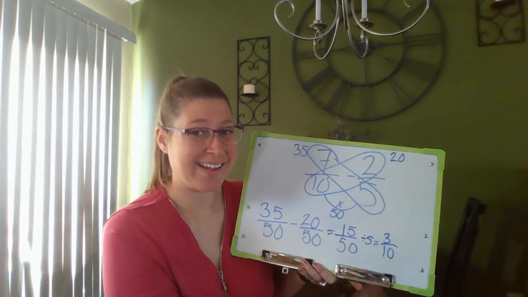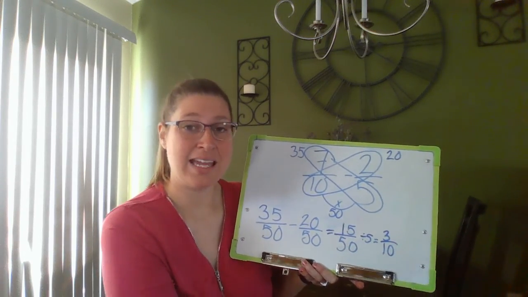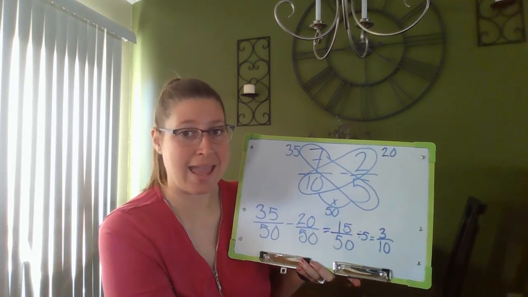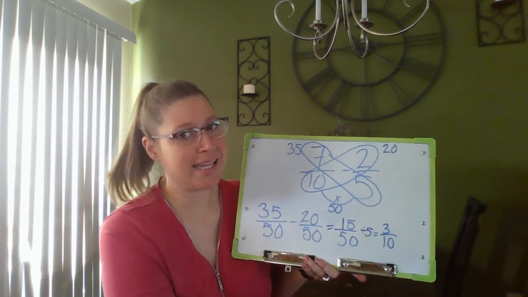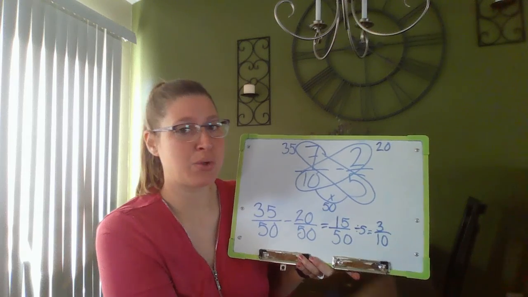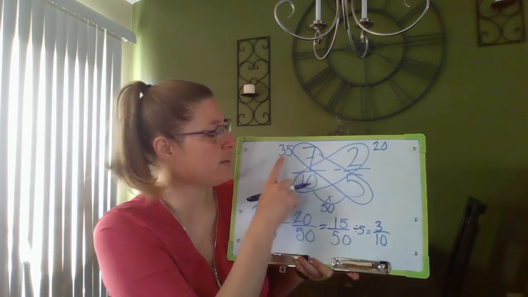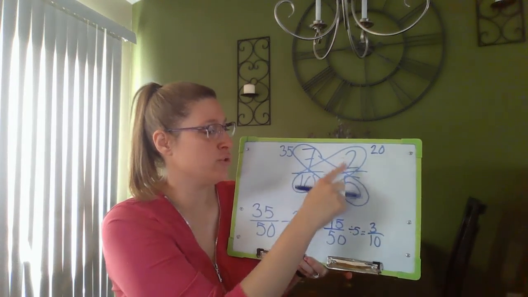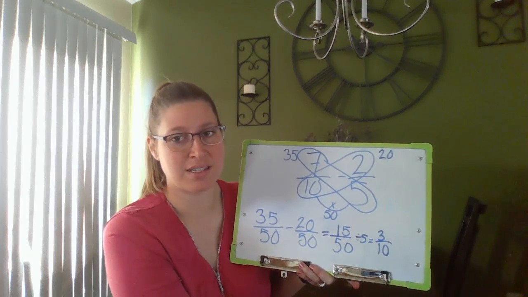I need to double check, is this divisible by anything? Can I divide 3 and 10 by any common factor? I can't. 3 is prime, so that's as far as we can go. So 7/10 take away 2/5 is 3/10.